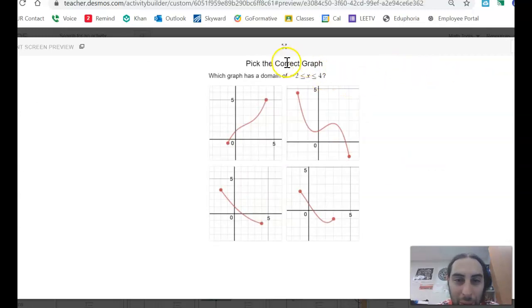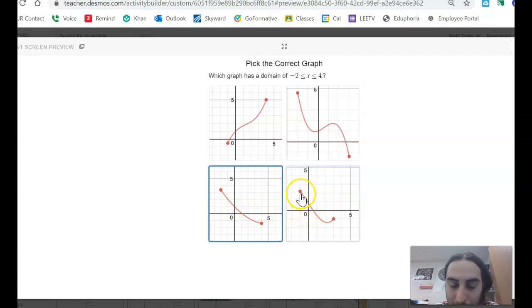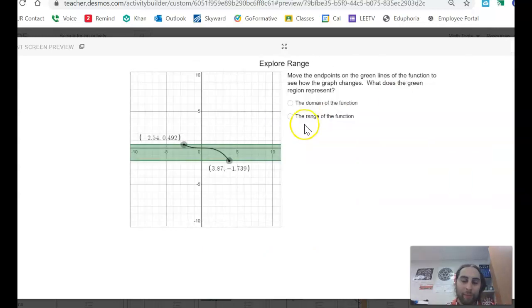Pick the correct graph. Now, which graph has a domain of -2 to 4, both underlined, right? So let's take a look at this. That's not -2, that's -1. Hey, that's -2, but that's 3, so that's not right. Okay, -2, that's good. +4, hey, that's right. I like this one. Let's check this one out. -1, nope, that's not right. All right, so you pick the right graph, and you move on.